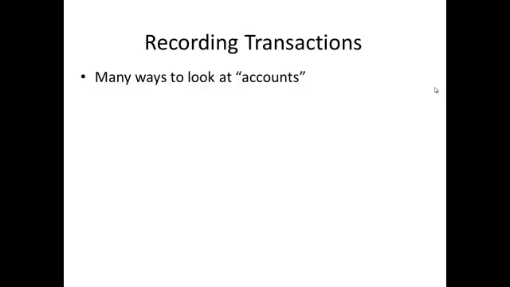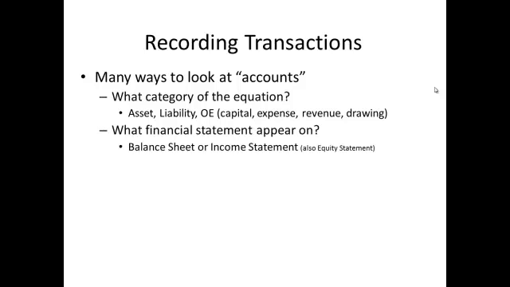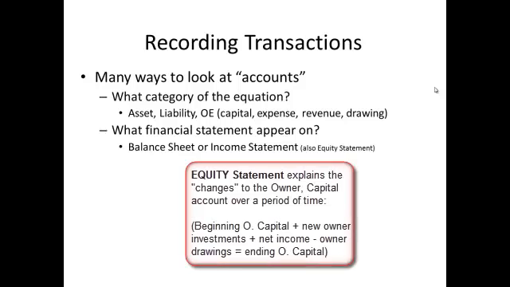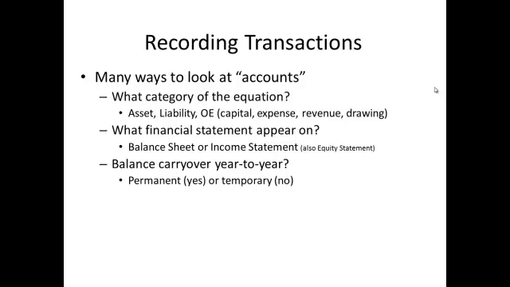So we've learned that there are many ways to look at accounts in this chapter. What category of the equation? Asset account, liability account, or is it one of the owner equity accounts? Either an owner capital account, expense account, revenue account, or drawing account. What financial statement do accounts appear on? Either the balance sheet or income statement. There's also an equity statement that we learned about in Chapter 1. The equity statement feeds into the balance sheet. The income statement feeds into the equity statement. The balance sheet is the permanent accounts, income statement, temporary accounts. Do balances in accounts carry from year to year? For permanent accounts, the answer is yes. For temporary, no.